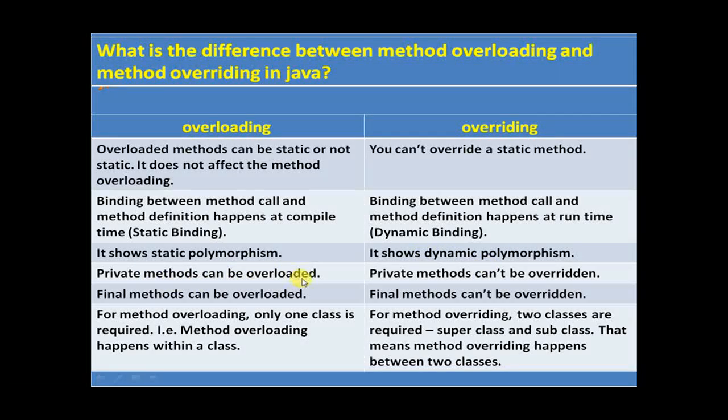Private methods can be overloaded, but private methods cannot be overridden. Final methods can be overloaded, but final methods cannot be overridden. For method overloading, only one class is required. That is, method overloading happens within a class. For method overriding, two classes are required, superclass and subclass. That means method overriding happens between two classes.